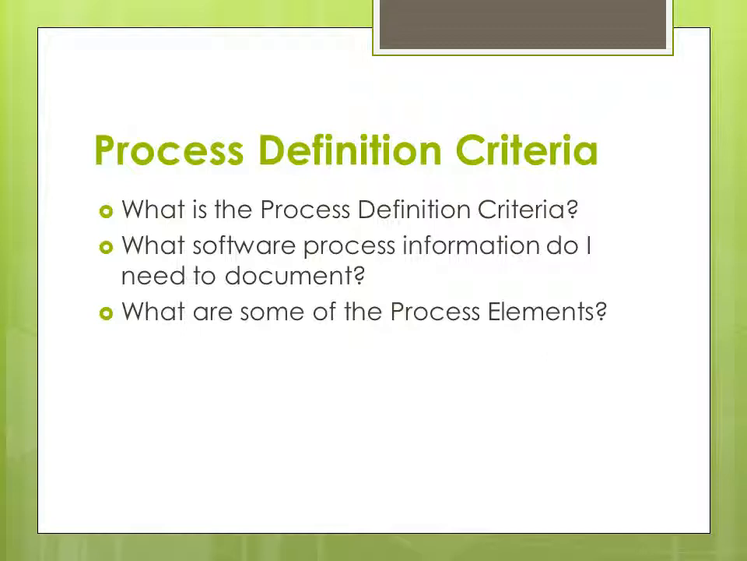What are some of the process elements? Such process elements are purpose. Why is the process performed? Input. What work products are used? Output. What work products are produced? Role. Who or what performs the activity? Activity. What is done? Entry criteria. When can the process begin? Exit criteria. When can the process be considered complete? Procedure. How are activities implemented?